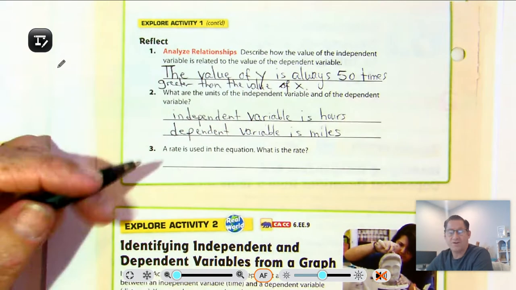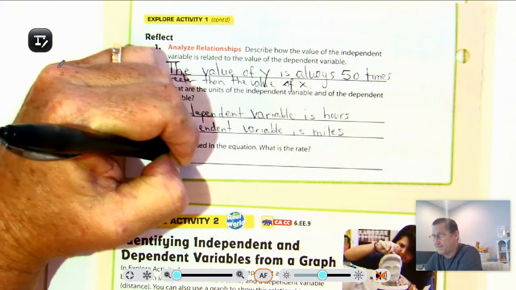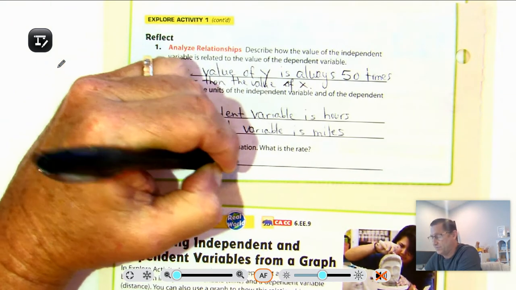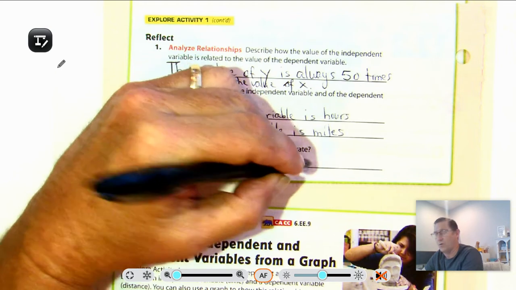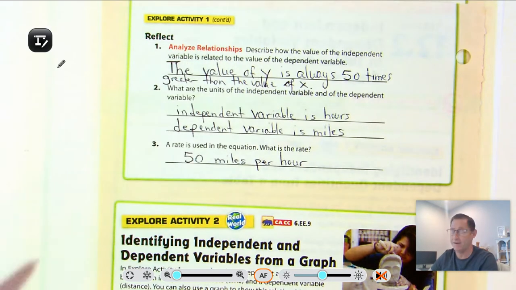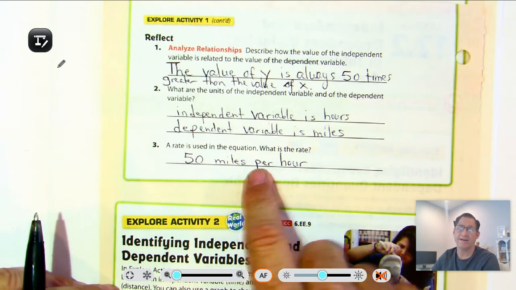And so what was the rate used in the equation? 50 miles per hour. And remember, per means every, right? So 50 miles every hour.